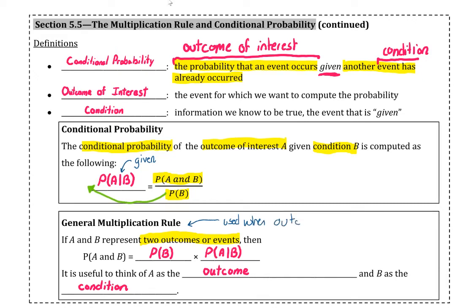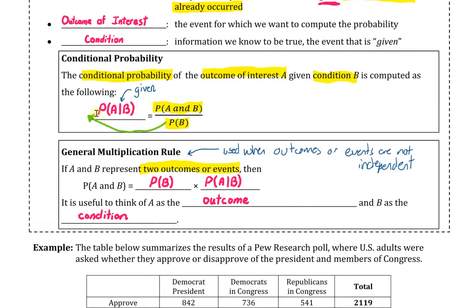When our outcomes or events are not independent. We will also look at some examples to follow. Let's look at our first example.